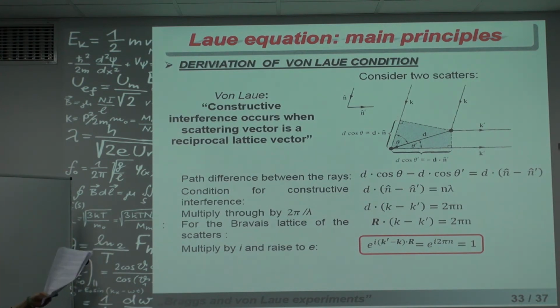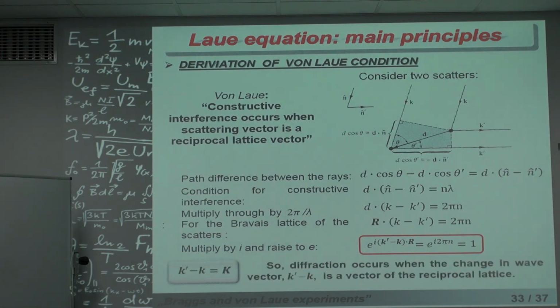The path difference is d times the difference between the cosines of theta, with, for example, unit vector n prime. The condition for constructive interference, for these beams to be in phase, is presented here, so it should be equivalent to n lambda. With some simple mathematical derivation, we get an equation very similar to the one I mentioned already. Multiplying by i and raising to the power of e, we get e to the power of i, the difference between the k vectors times r, equal to 1.